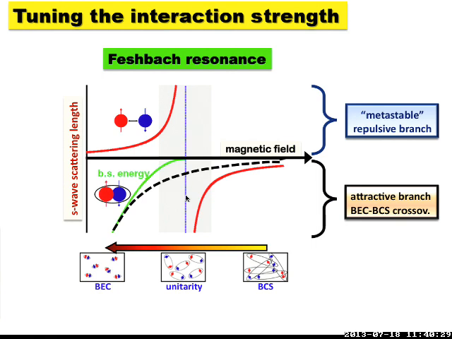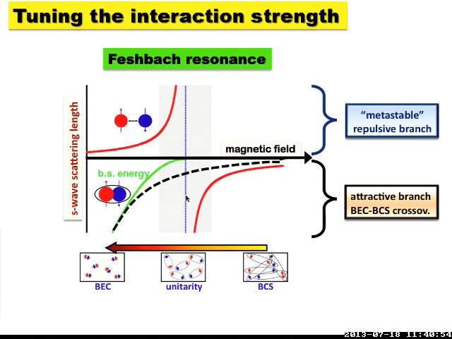Okay? And you can create two different situations. One is where the interaction is attractive. So here you can, for example, cool an atomic gas where the magnetic field is this value. And so you have a negative scattering length. Okay? So it means that you have attraction between the atoms. And by tuning the magnetic field close to the resonance, you can make the attraction stronger and stronger.